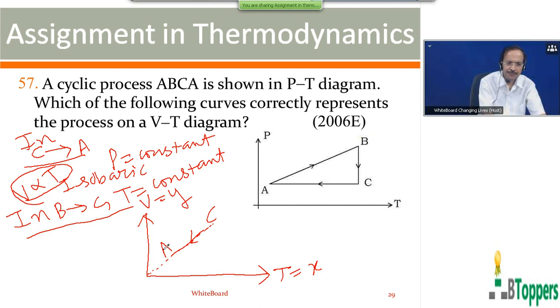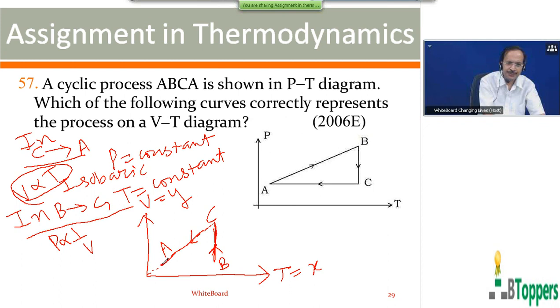The process B to C, temperature is constant. So Boyle's law is applicable. Pressure is inversely proportional to volume. So in the process B to C, pressure is decreasing, so volume must be increasing. In the process B to C, pressure is decreasing at constant temperature, so volume must be increasing.